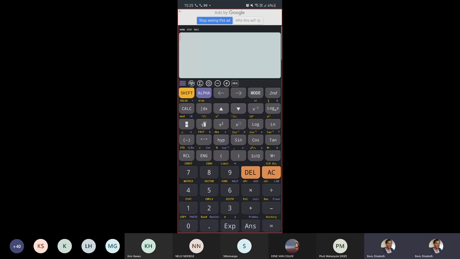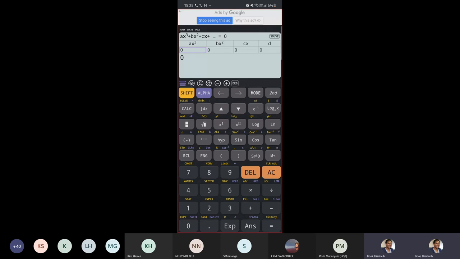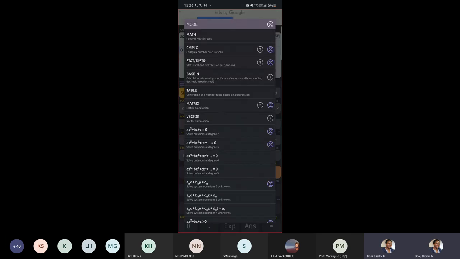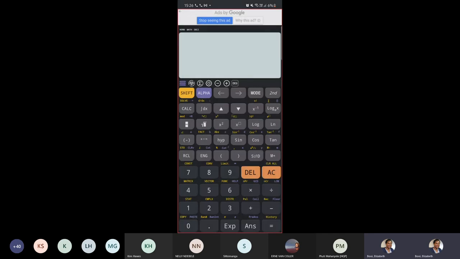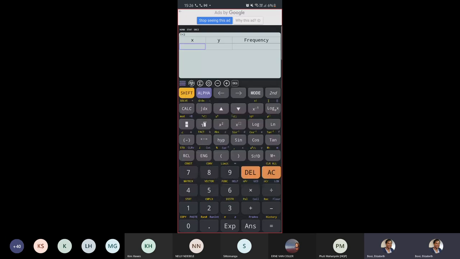I must go back to my calculator: mode, stat. Come on, what's wrong with me? Let's clear that. Mode, stat, and linear. Then I can capture my data. I will start capturing my x values first. 1 equal, 2 equal, 3 equal, 4 equal, 5 equal, 6 equal, 7 equal, 8 equals. Then I will go up with my arrows. Up, up, up, up until I get to the first one.